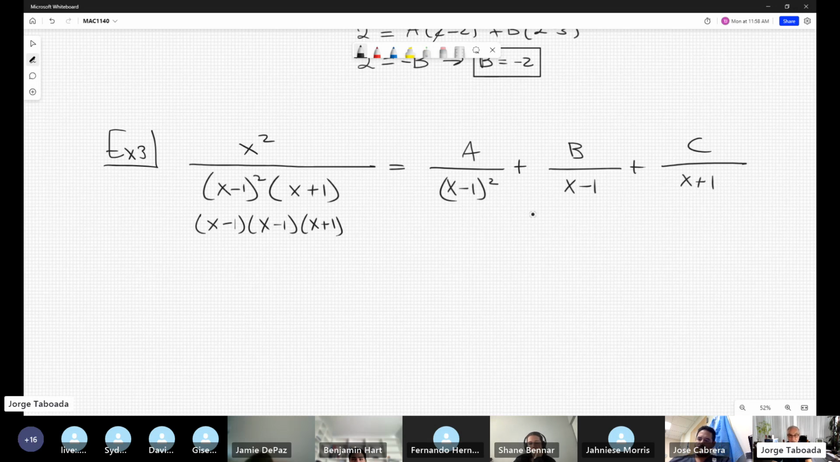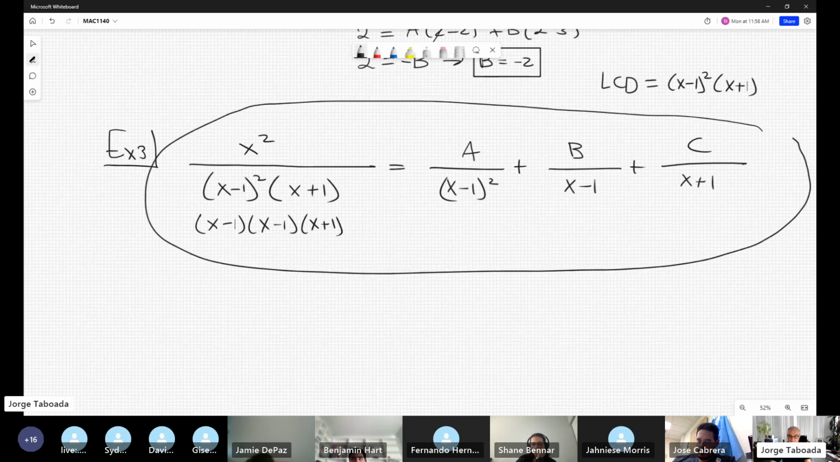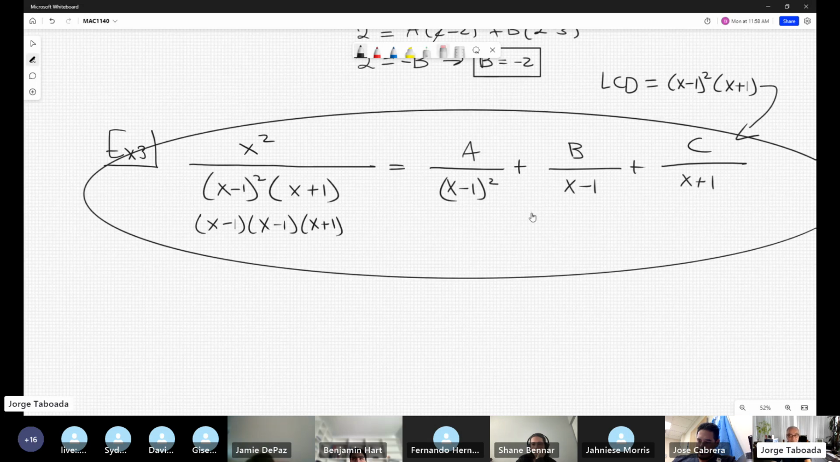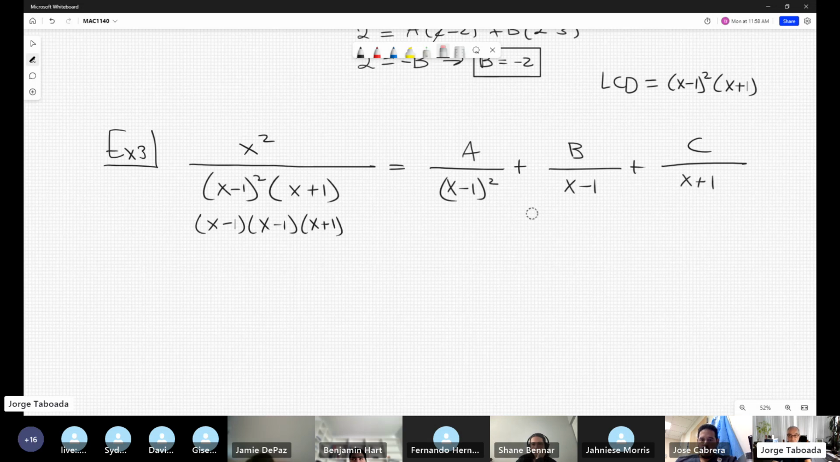This is my goal: let's find A, B, and C. That's the idea. Exactly the same. You find the least common denominator, x minus one squared times x plus one, and you multiply the entire expression, everything, by the least common denominator. On the left-hand side, we have only x squared because everything is canceled. And on the right-hand side, we have A times x plus one, because when you multiply, this factor and this factor are canceled out, and only x plus one times A stays.